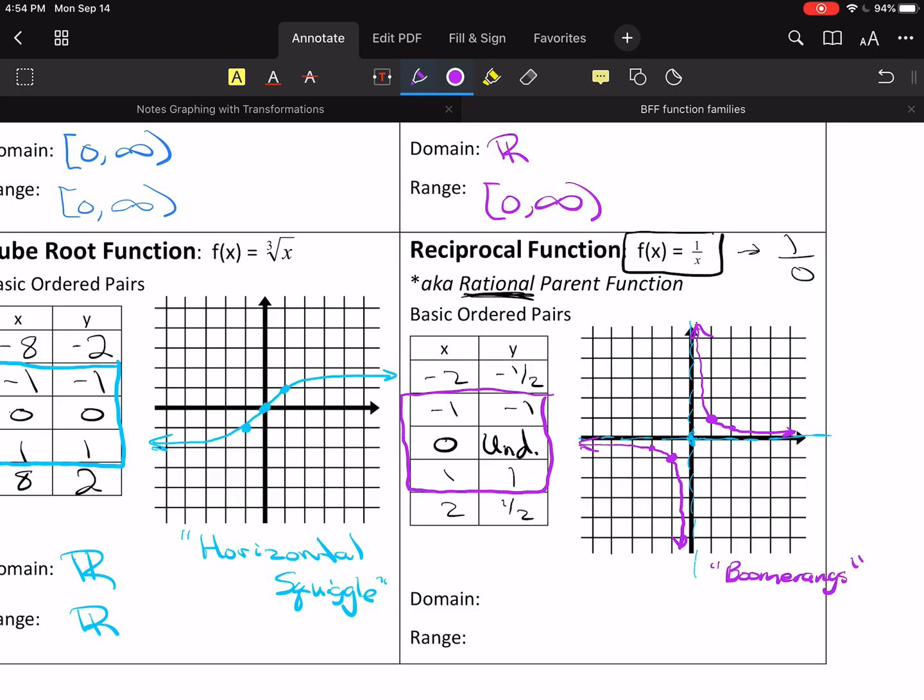Now, domain and range of rational functions. It's easier to say what the function can't equal as opposed to saying what all it does equal. So in this problem, we would say that the domain is everything except x cannot equal 0. Same thing with the range. It can be anything except y can't equal 0.